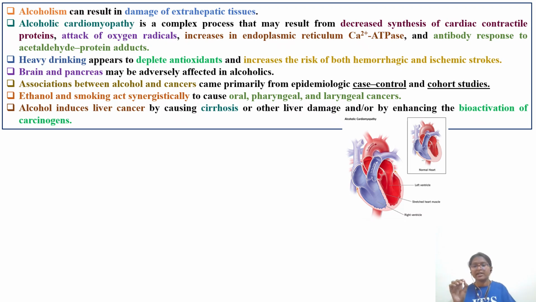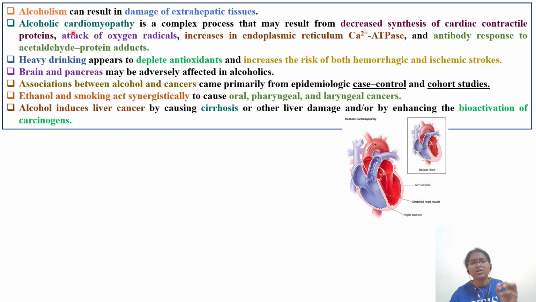We have seen the adverse effects of ethanol on the fetus. We have seen it on the liver. We have seen different metabolism enzymes. Now we'll see how alcohol has adverse effects outside the liver cells, that is, how it has adverse effects on the cardiac cells. Alcoholism can result in damage of extrahepatic tissue, meaning outside the liver.